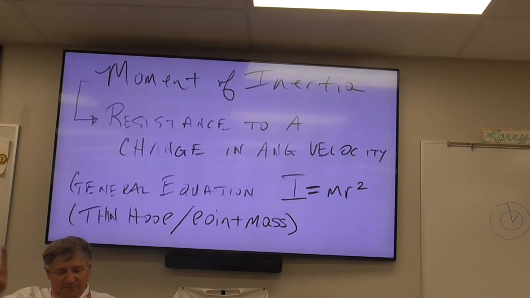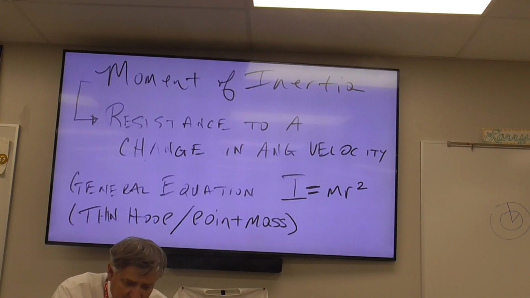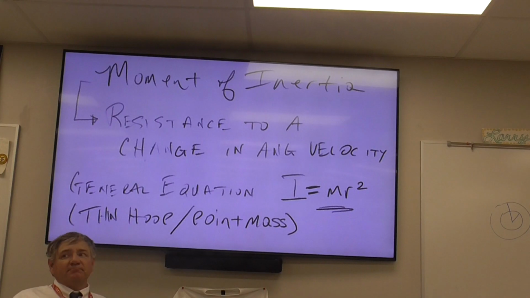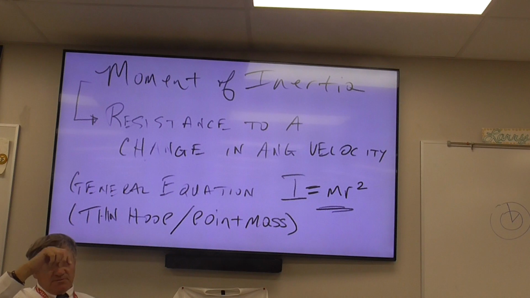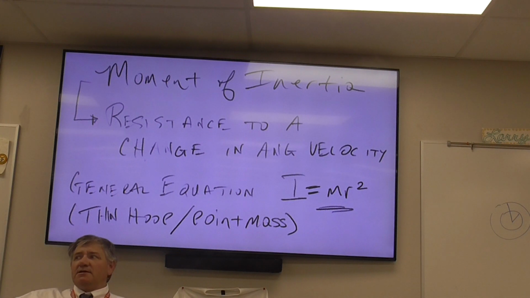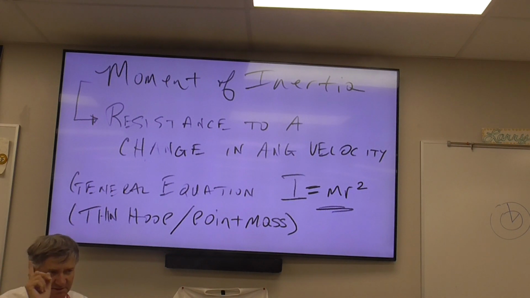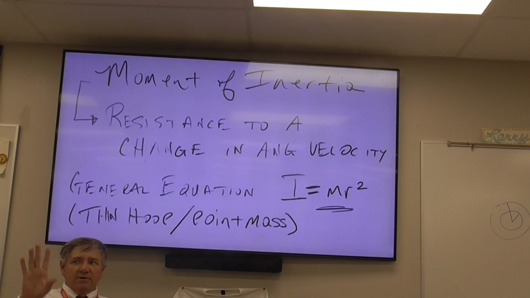But here's the difference. Moment of inertia is based upon two things. It's not only based upon mass, but it's also based upon where that mass is located in terms of trying to make the object spin. So, here's the deal.